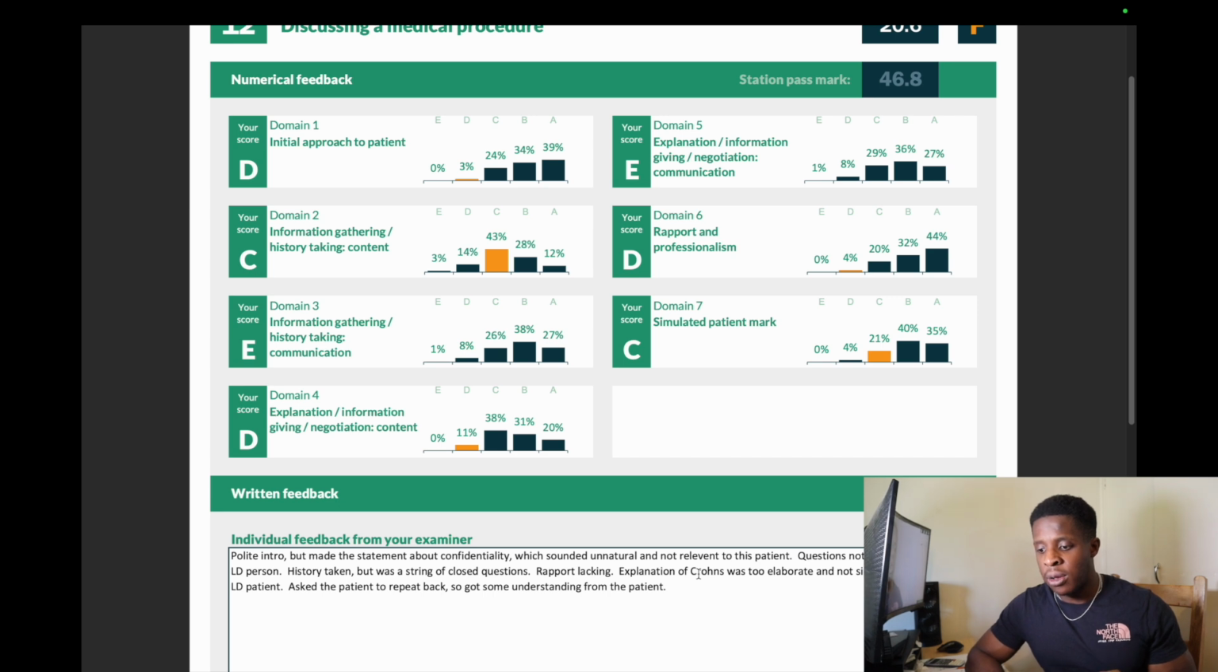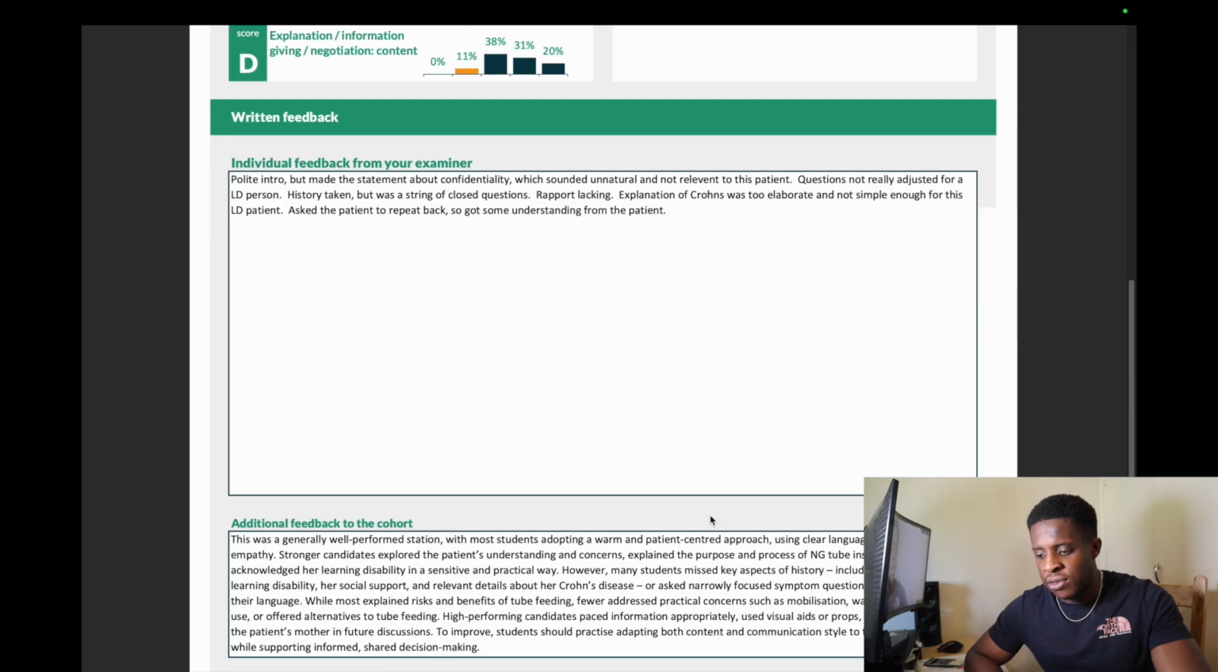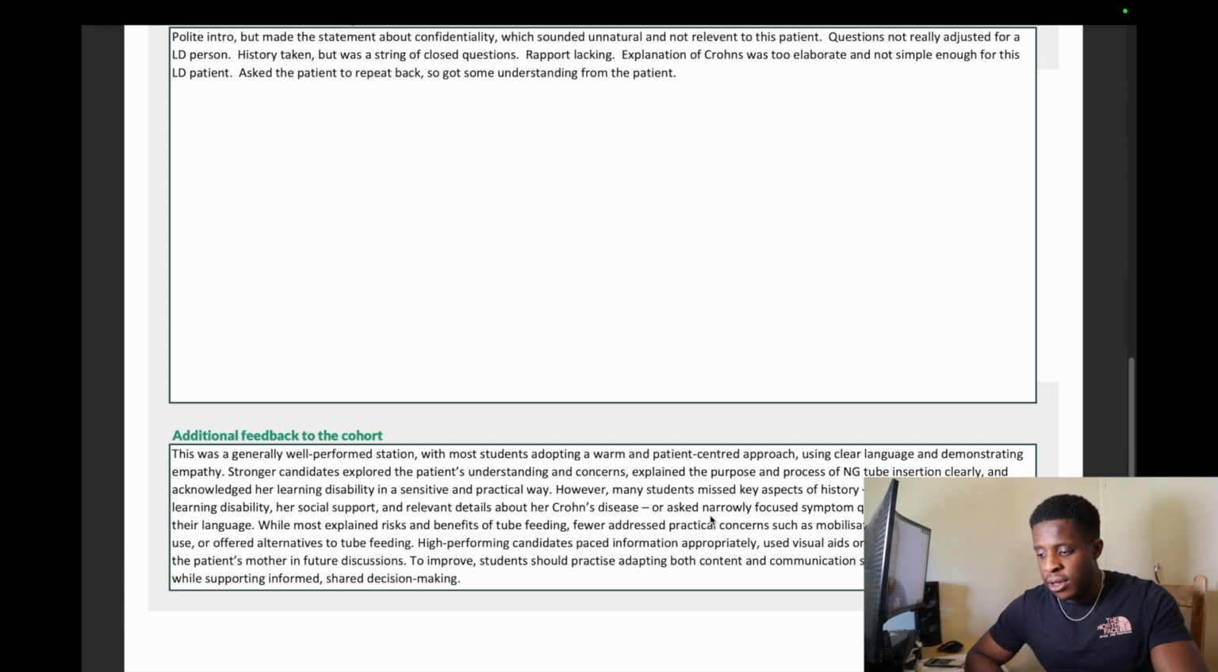This was generally a well-performed station, obviously not for me. With most students adopting a warm and patient-centered approach, using clear language and demonstrating empathy, stronger candidates explored the patient's understanding and concerns, explained the purpose and process of NG tube insertion clearly, and acknowledged her learning disability in a sensitive and practical way. However, many students missed key aspects of history, including the nature of her learning disability, her social support, and relevant details about her Crohn's disease, or asked narrowly focused symptom questions without tailoring their language.